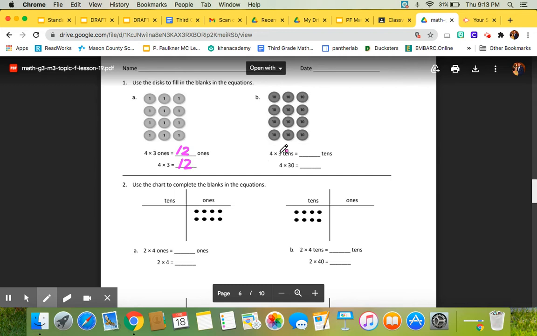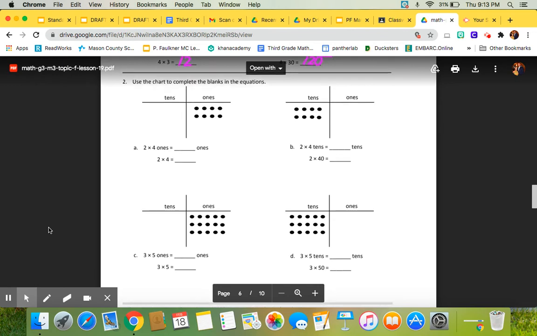So now let's look at the next one. We have four rows, but this time we have three tens in each row. So we need to know how many tens is that? Yeah, it's 12 tens. It's still 4 times 3 is 12, but now it's tens. So how much is 12 tens? That's exactly right. It's 120. Nice job. Let's scroll on down and let's look at number 2.